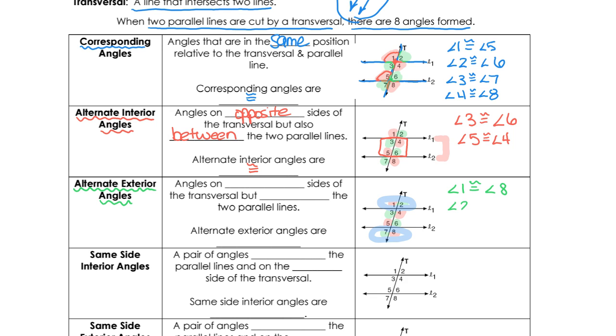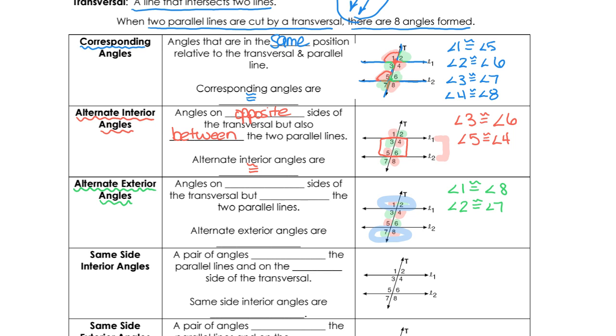Angle 2, his alternate exterior, so if you're at 2, go on the other side of the transversal, you would be at 1, but go at the other end, you would be at 7. So angle 2 and angle 7 are alternate exterior, and notice that they're both highlighted in green, and so they are the same color, so they are the same measure, and therefore they are congruent.